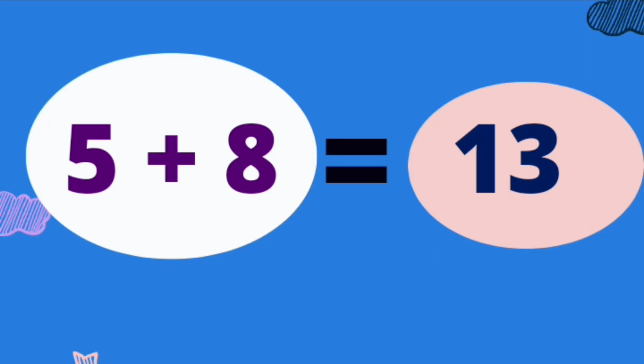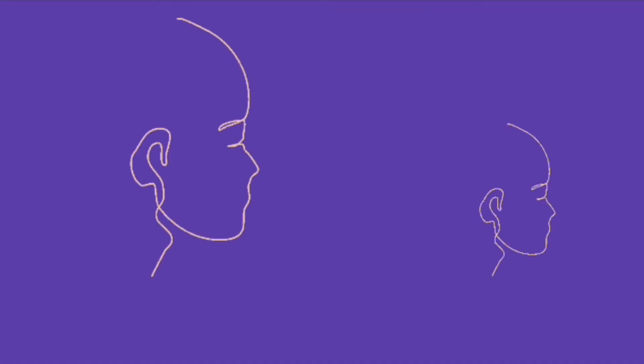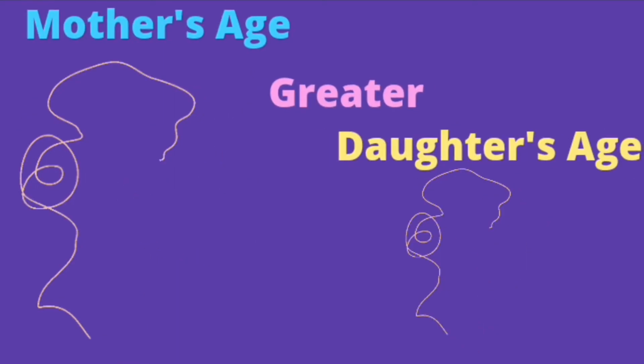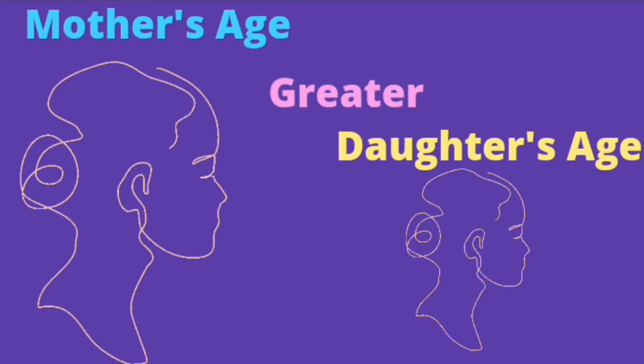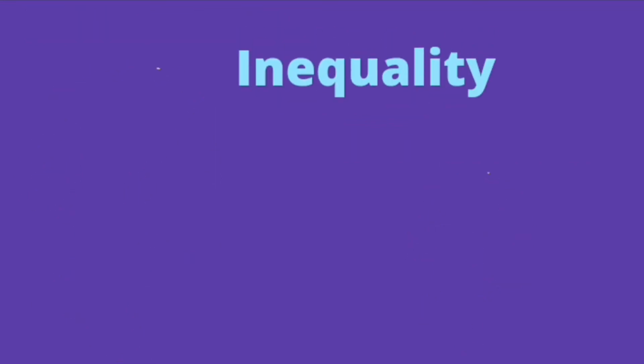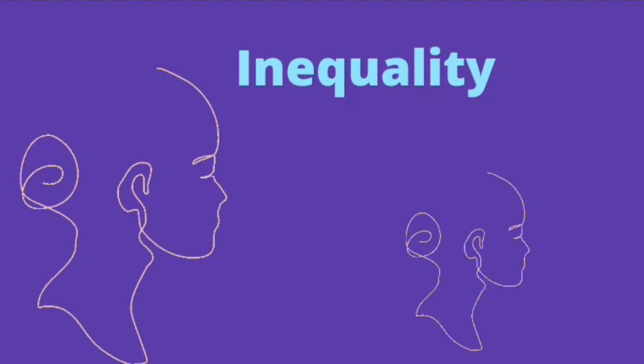For example, a mother is always older than her child, which means that the mother's age is greater than the daughter's age. Their ages are always different. We say that there is inequality in their ages. This video explains how we can use inequality in arithmetic and algebra.